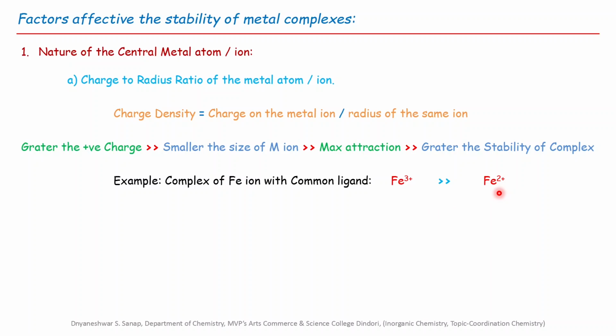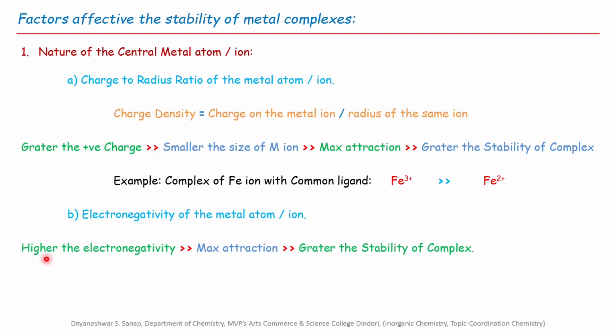The second important point is the electronegativity of a metal atom or ion. Basically, the higher the electronegativity, the more it attracts electrons from the ligands toward itself, and this results in the formation of a stronger bond. It results in higher stability of the complex. Let us see the example. Same example we consider here, the complex of Fe ion with a common ligand. When Fe3 plus ion forms a complex with the NH3 ligand, and similarly when Fe2 plus ion also forms a complex with the NH3 ligand, the complex of Fe3 plus ion is more stable than that of Fe2 plus ion, because as the charge on the metal ion goes on increasing, its electron deficiency also goes on increasing.